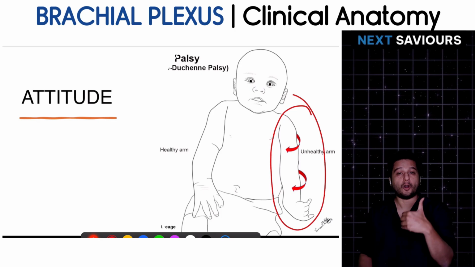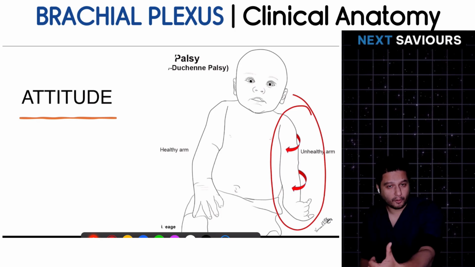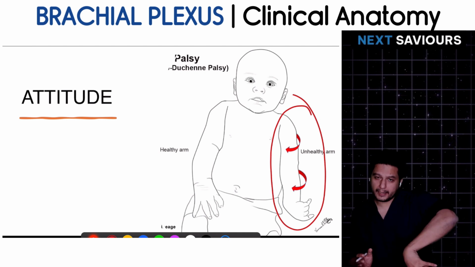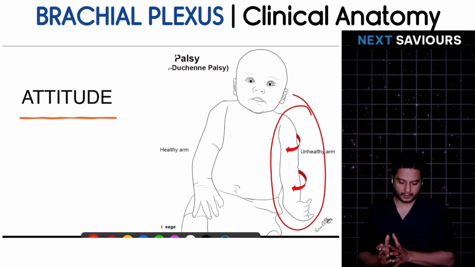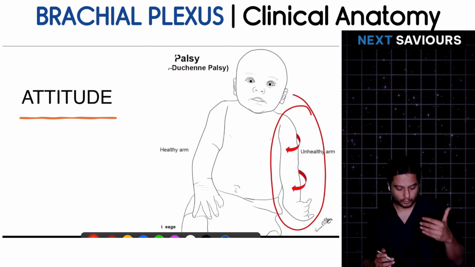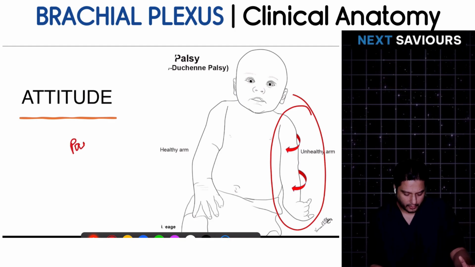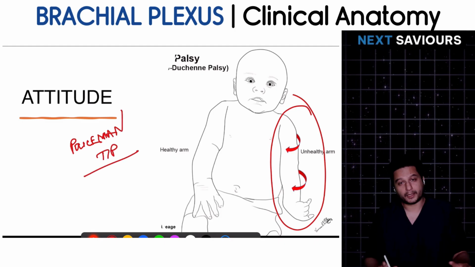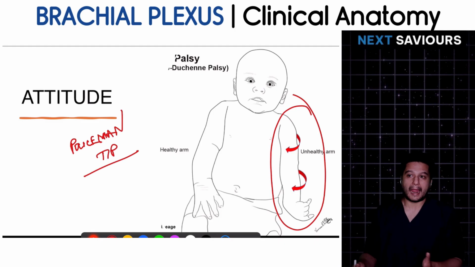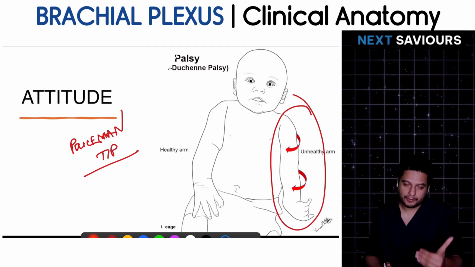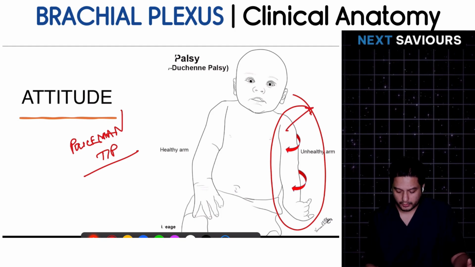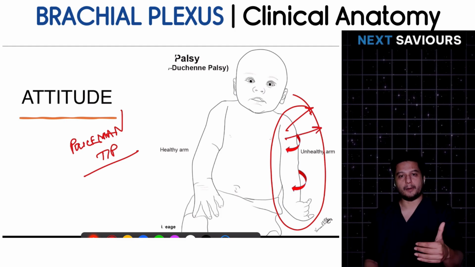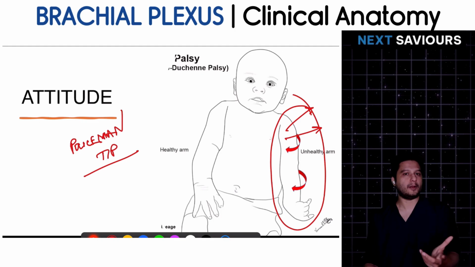Erb's palsy, also known as policeman tip deformity or waiter tip deformity, as if the person is asking for a tip in a hidden manner. So hopefully everything is clear related to the attitude. You are already aware that it is known by the name of policeman tip or porter tip or waiter tip deformity. And why is this deformity happening? Because of these reasons: there will be loss of abduction of the shoulder, loss of external rotation of the shoulder, loss of flexion of the elbow, and loss of supination of the forearm.